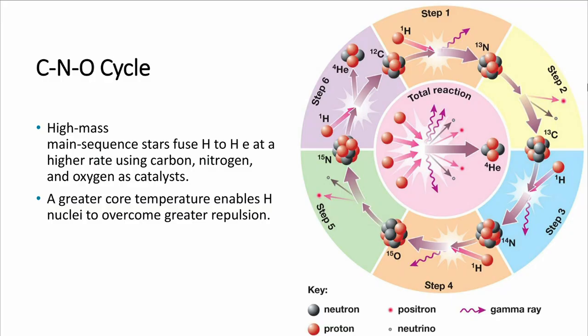So you can only do this if you have a high enough temperature. With carbon, now you've got even more positive charge in your nucleus, so you need a really high temperature to overcome that electromagnetic repulsion. And that's why the low mass stars don't have access to this cycle, but the high mass stars do. Higher temperature allows you to overcome the electric repulsion. I don't necessarily expect you to know all of these individual steps, but you need to know that high mass stars have the CNO cycle and the low mass stars do the proton-proton chain.